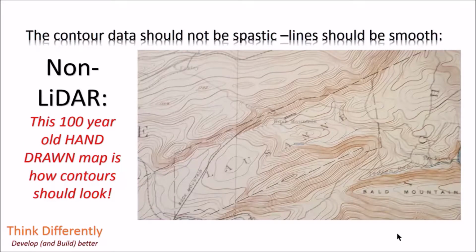And here's a 100-year-old map. This data is probably more reliable than that squiggly garbage of the LiDAR data, because LiDAR takes a point every 2 or 3 feet. The computers, the software can't handle it, or maybe the aerial mapping company didn't want to put their time into filtering that data. Who knows? But it's garbage.